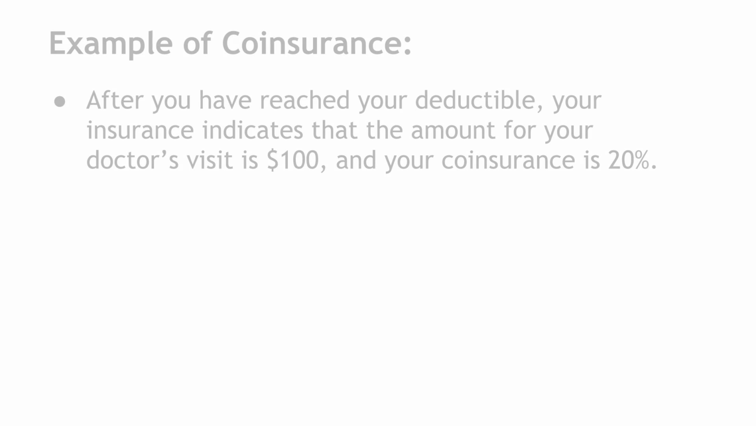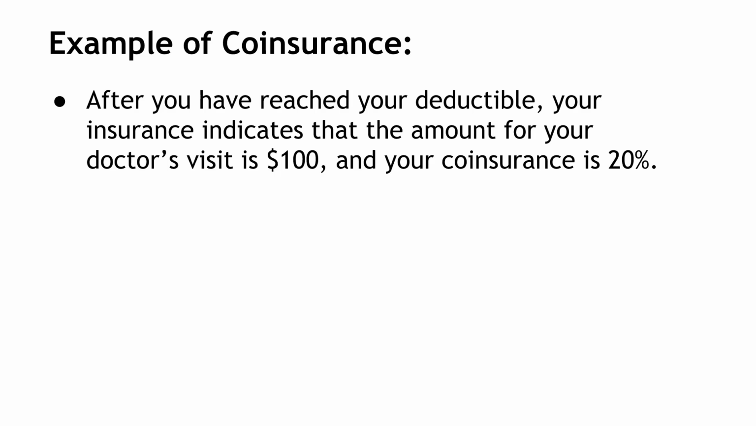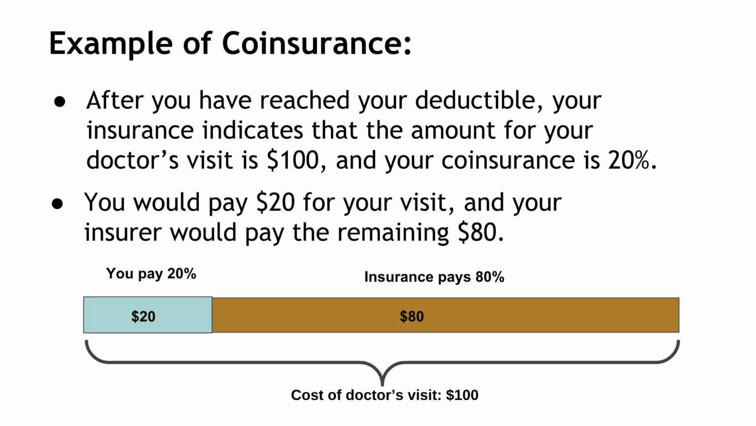For example, after you have reached your deductible and you visit the doctor, your insurance indicates that the amount for your doctor's visit is $100 and your coinsurance is 20%. You are expected to pay $20 for your visit and your insurer would pay the remaining $80.